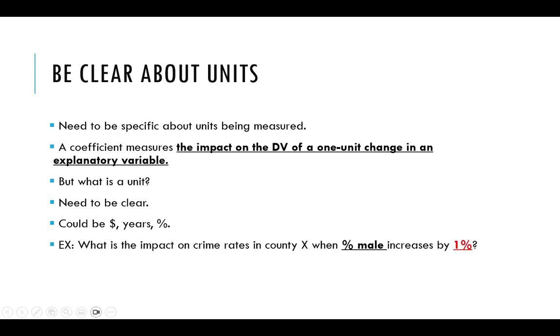For example, maybe you're looking at what is the impact on crime rates, your dependent variable, in county X when percent male increases by 1%. Well, what this tells me is you have a dependent variable, crime rates, and percent male is your explanatory variable. So a 1 unit change in that variable, percent male, is a percent, 1%. So you need to be very clear. When the percentage of males changes by 1%, not 1 unit, say 1%, then crime rates do this. They either go up by this amount, down by this amount, whatever your result is.